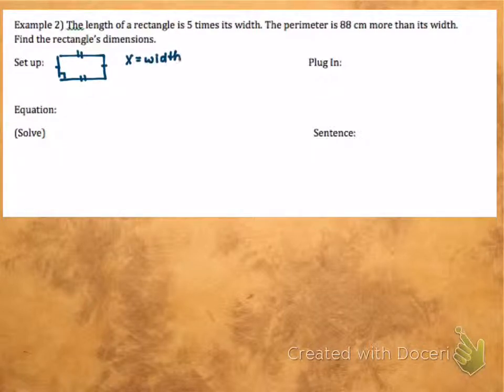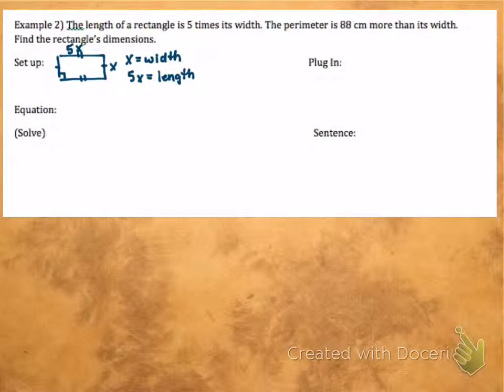You could set it up the other way around, but when we look at the problem, the length of the rectangle being 5 times its width means we have some information about the length and what it's based on, but our most unknown is the width. So I like that to be my plain variable. So we have x as the width, and the length is 5 times the width, so that would be 5x is equal to the length, and I'm going to label that on my diagram.